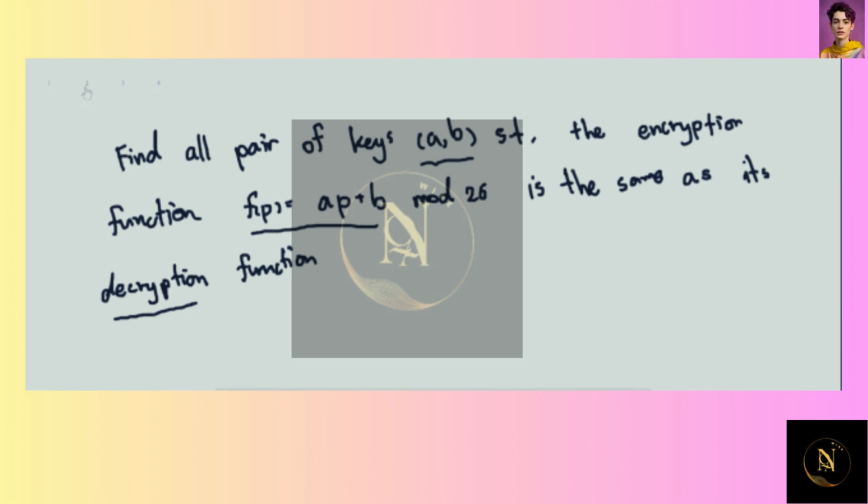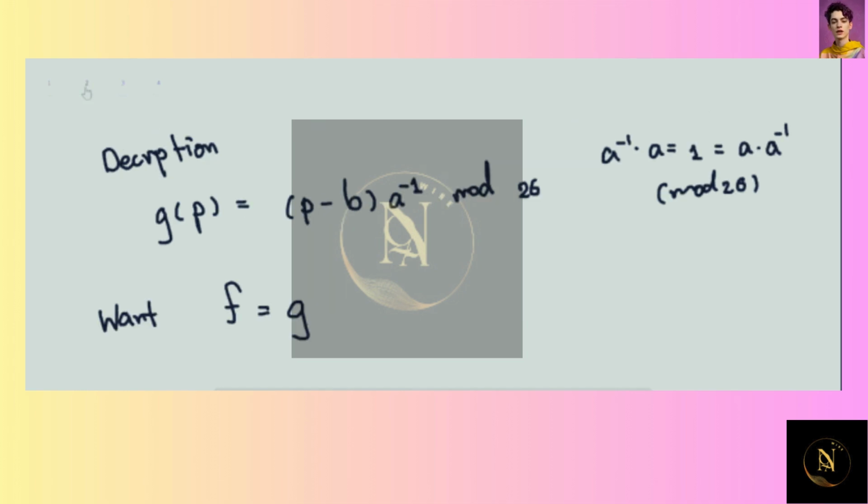So let's do this. First, we figure out the decryption function. The result from the first one is this, right? So we subtract b to get rid of b, and then we multiply it by a inverse to get rid of a. So it's going to go back to p. That's how we arrive at this decryption function.